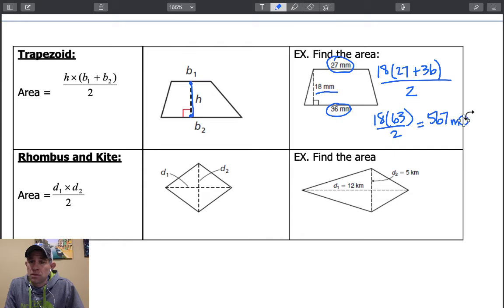So that's millimeters squared. And somehow that turned into a circle. So let's try that again. Millimeters squared. And that's our area for that trapezoid.